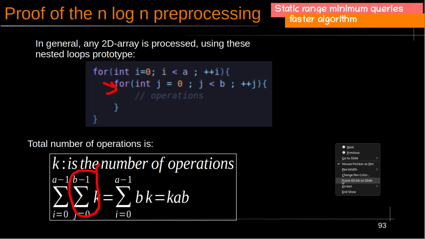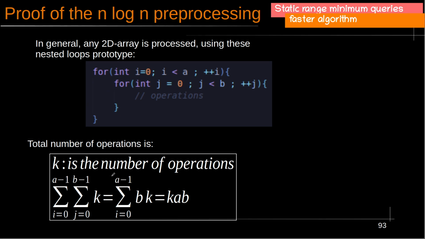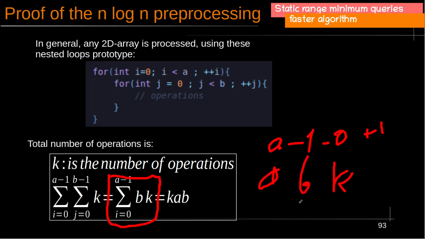For the outer one, we have this expression, which means from 0 to A minus 1, so we can compute the number of operations for the sum: A minus 1 minus 0 plus 1. We have A operations, which means we have A times B times K. So these two nested loops give us this number of operations, K times A times B.